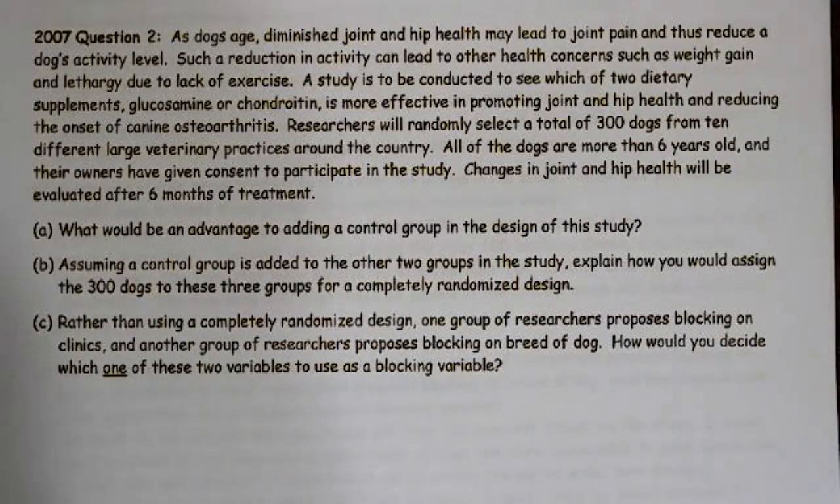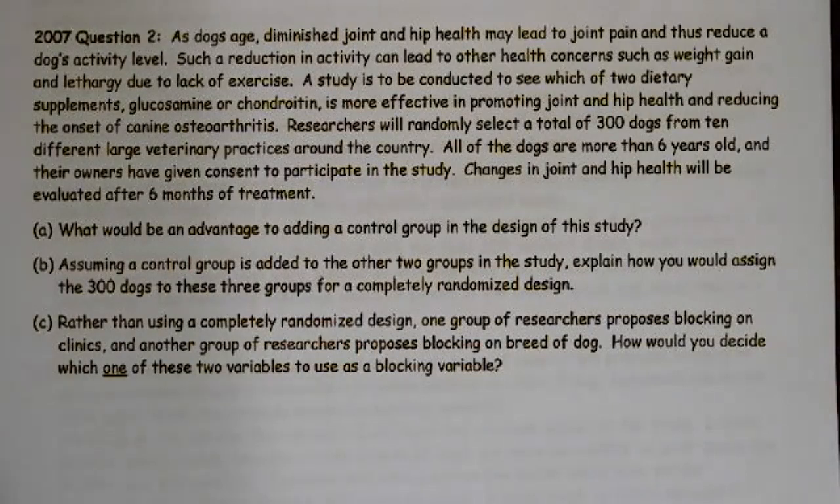Researchers will randomly select a total of 300 dogs from 10 different large veterinarian practices around the U.S., around the country. All the dogs are more than 6 years old and their owners have given consent to participate in the study. Changes in joint and hip health will be evaluated after 6 months of treatment. Notice they've taken dogs from across the country so that we can generalize to the country for dogs that are 6 years and older. All right.